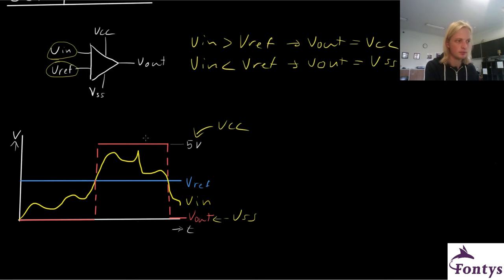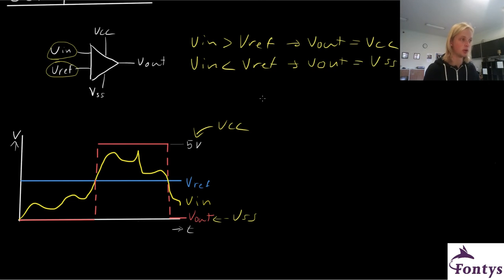The red line is the output, and as you can see, it stays at 0 volts until the input voltage crosses the reference voltage. From that point on, it will jump straight to 5 volts. It will stay high until the Vin, the input voltage, gets lower than the reference voltage again. Then it jumps back to 0.